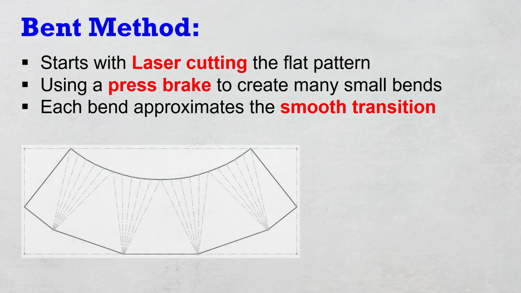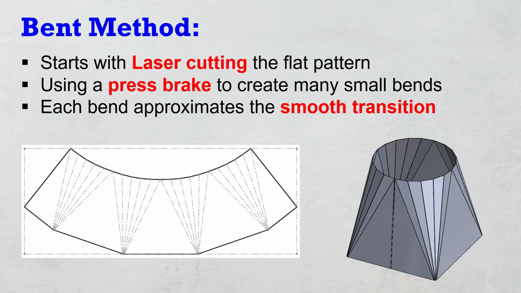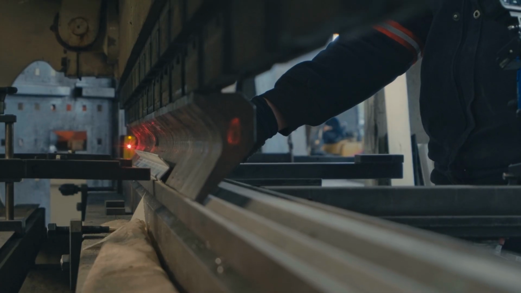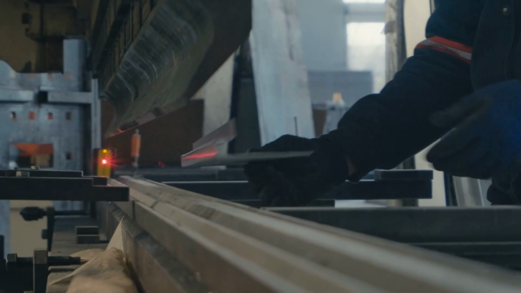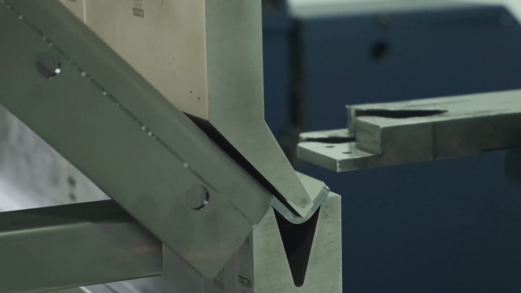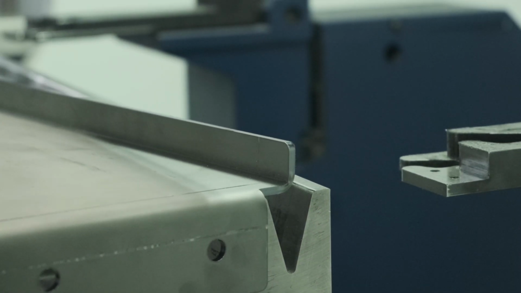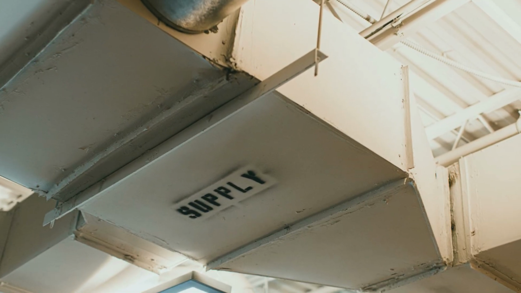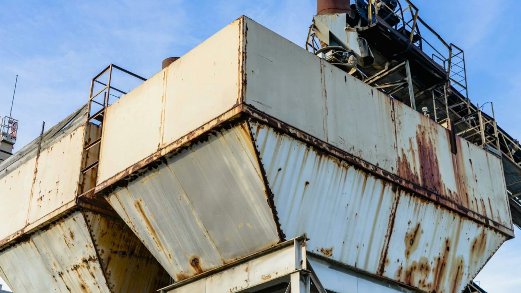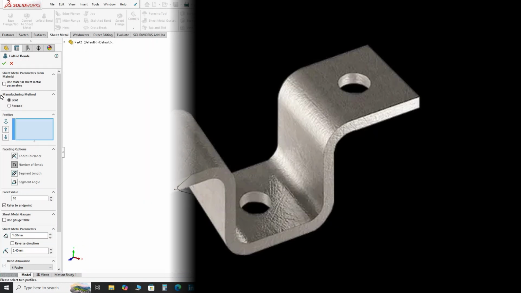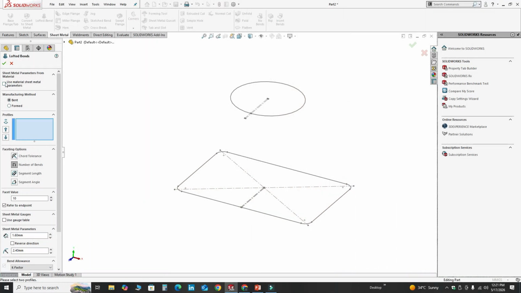So this type of geometry is commonly manufactured using laser cutting, flat pattern development, and press brake bending. Instead of one smooth shape, you create it using multiple small bends, and then you approximate the transition. This method is economical, fabrication friendly, and it is ideal for low volume production. The common examples are HVAC ducts, hoppers used in the industry, and you can see it in sheet metal fabrication work. So first we will look into this one, bend.